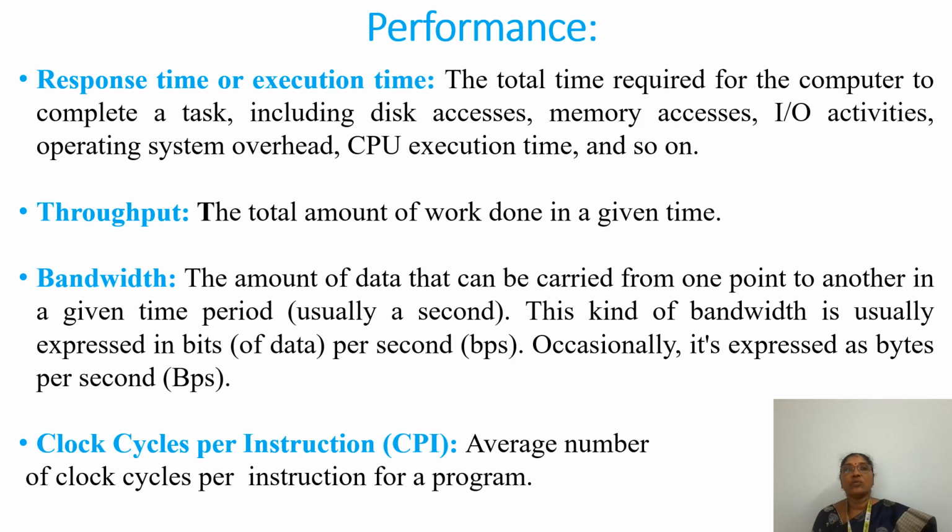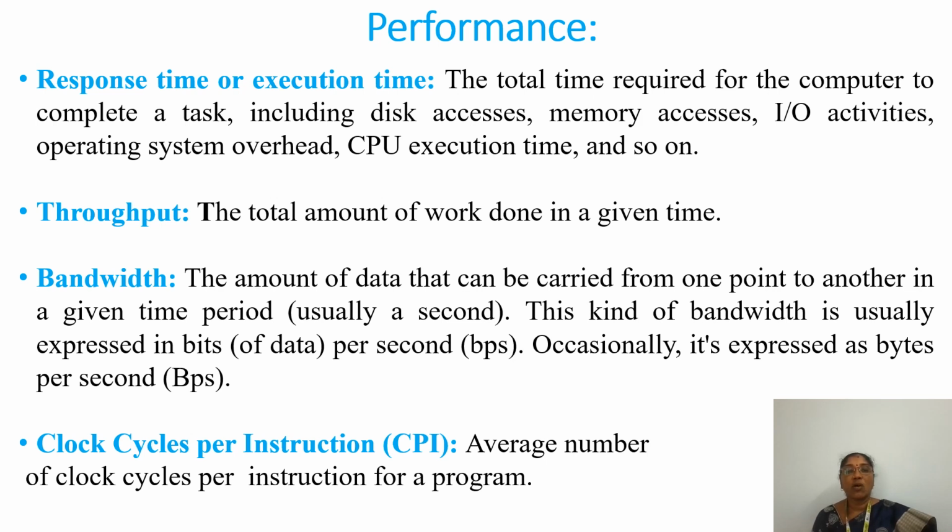This task includes disk access, memory access, IO activities, as well as the operating system overhead and the CPU execution time. And the throughput is referred to as the total amount of work that has to be completed in a given amount of time. And bandwidth is referred to as the number of bits transmitted per second. That is the amount of data that can be carried from one point to another in a given duration.